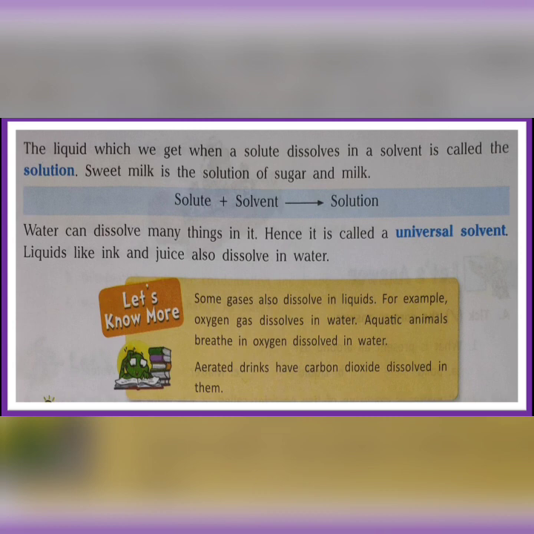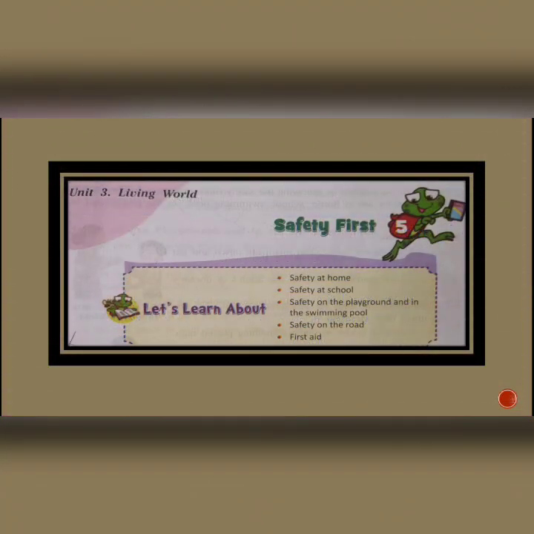In aerated drinks, like the cold drinks that we drink, carbon dioxide gas is dissolved. So do remember it. So these are the main points of chapter 4. Now next, let us move to chapter number 5, Safety First.